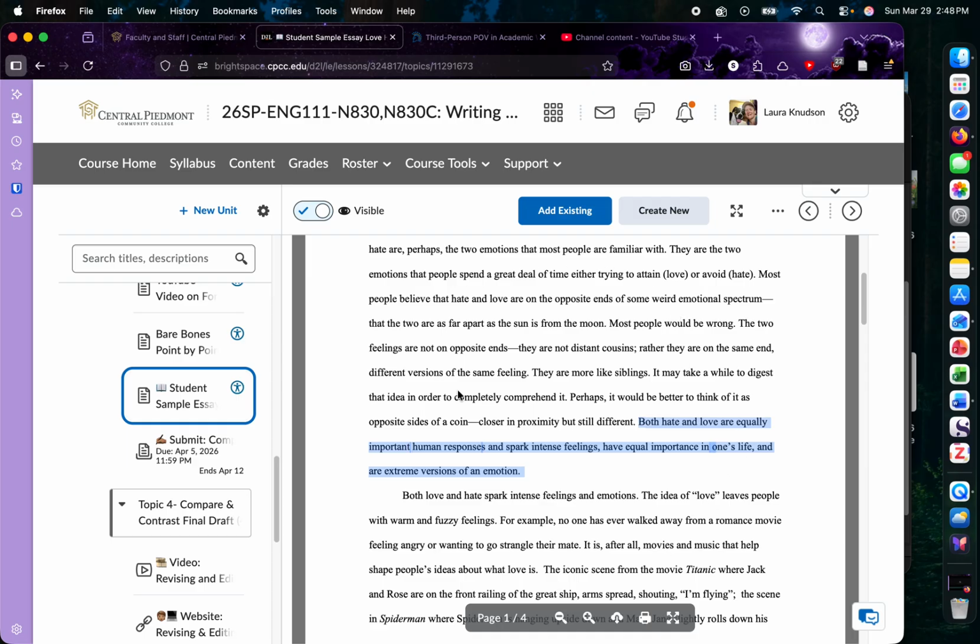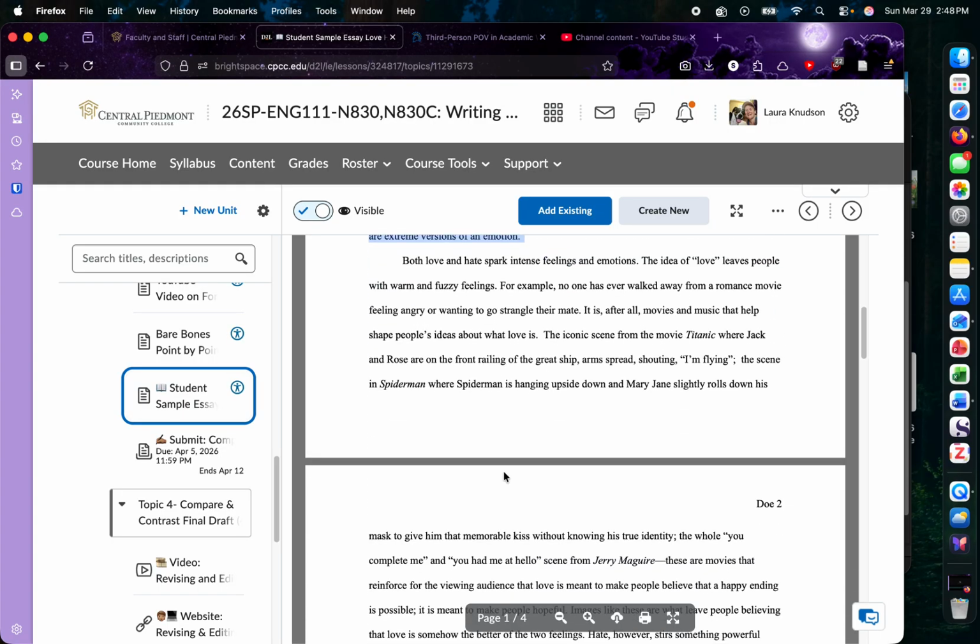They do a great job up here of grabbing your attention with some of these phrases that they're using that are not what you would expect when it comes to a discussion of love or hate. Both hate and love are equally important human responses and spark intense feelings. So we're going to talk first about the intense feelings. Have equal importance in one's life. That's going to come next. And are extreme versions of an emotion. That's the last thing. So this is a very good thesis statement.